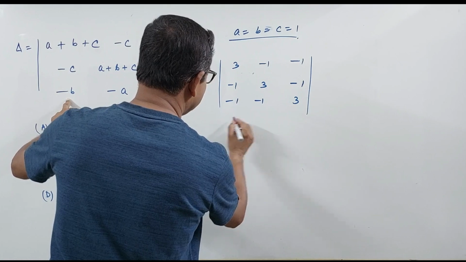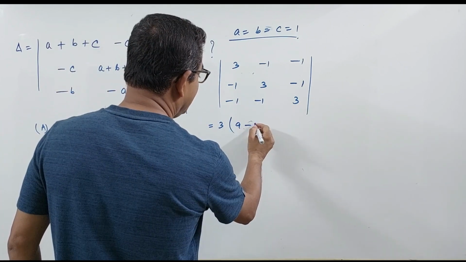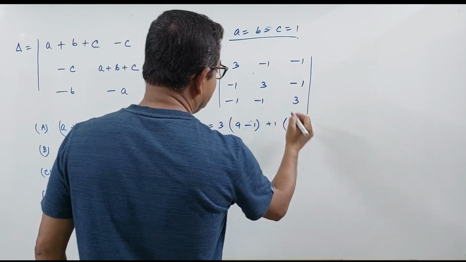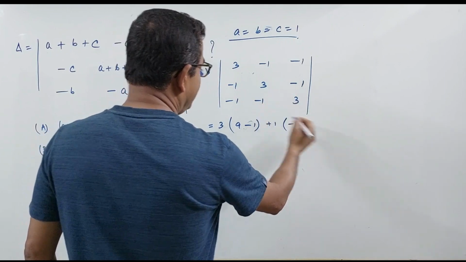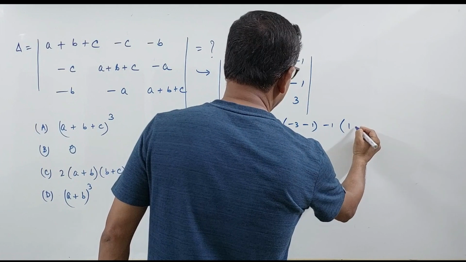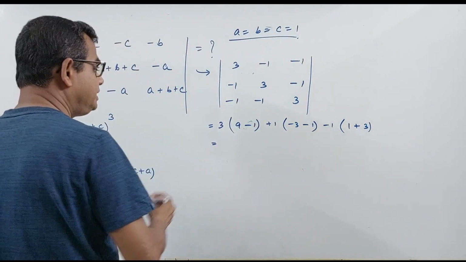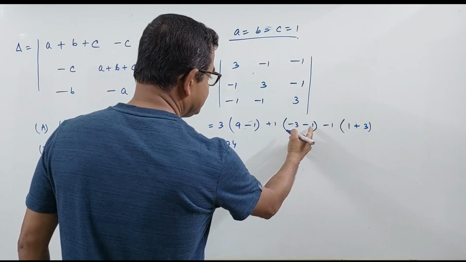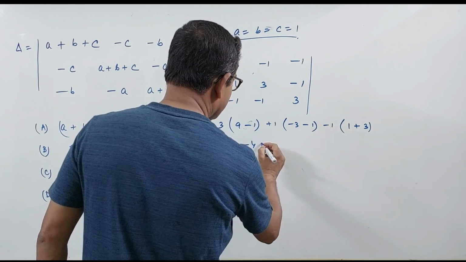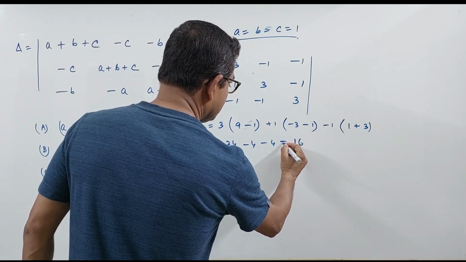Now what is the value of this determinant? Expanding, 3 into 9 minus 1, next plus 1 into minus 1 into 3 minus 3, and minus 1 into 1 plus 3. Now we get 9 minus 1, 8, 3 into 8, 24, minus 3 into minus 1, that is minus 4, and 3 plus 1, 4, that is 24 minus 4, we get 16.